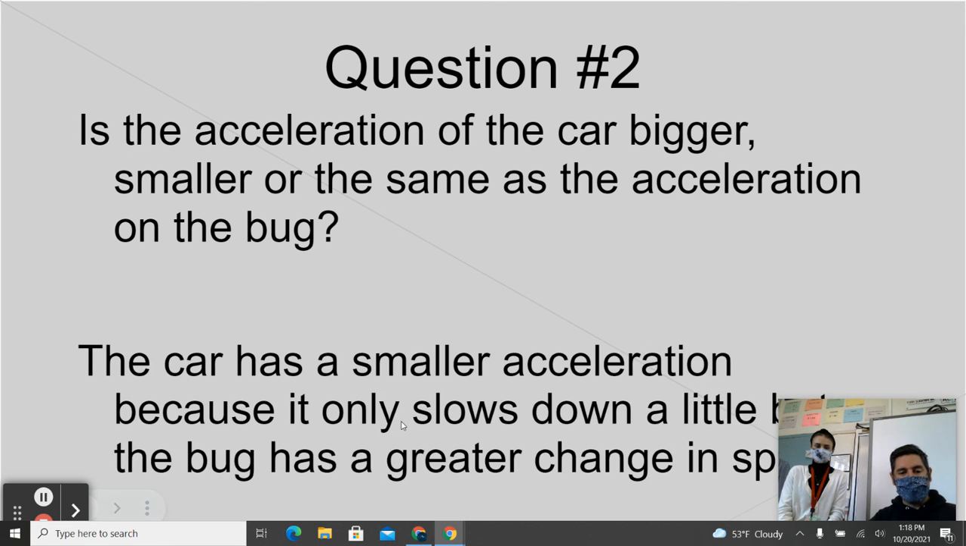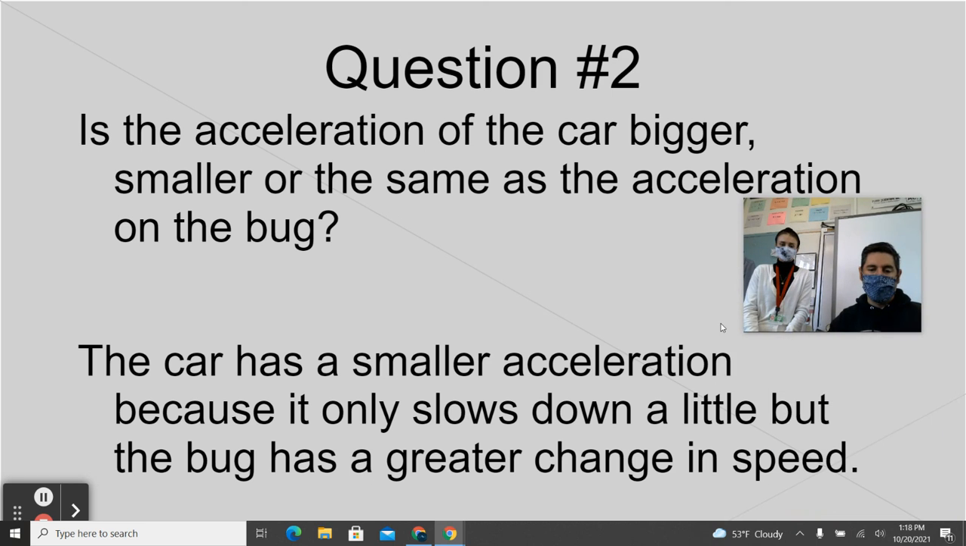The answer to this one is the car has a smaller acceleration because it only slows down a little bit, and the bug has a greater change in speed, and that's because their masses are different.